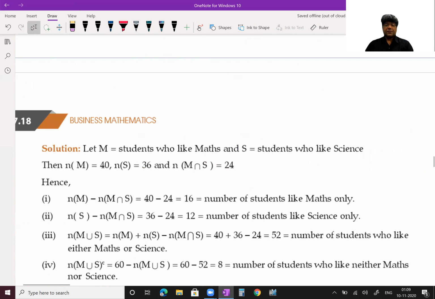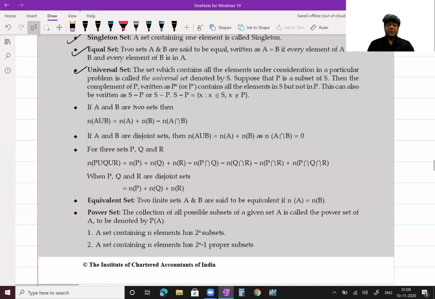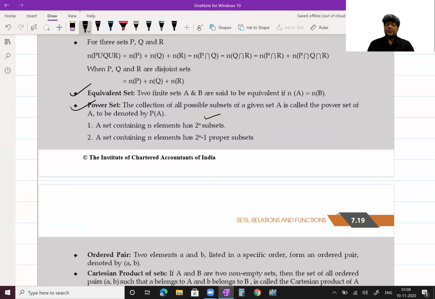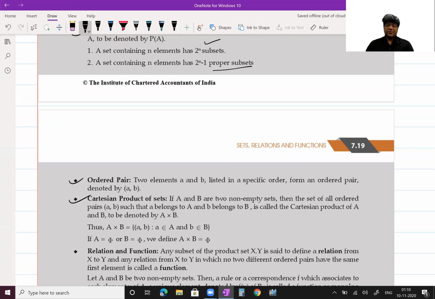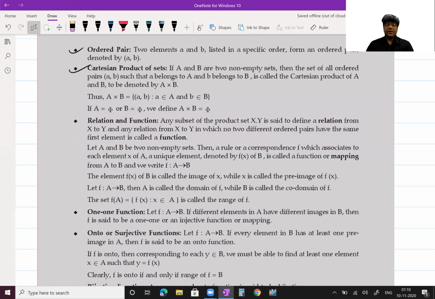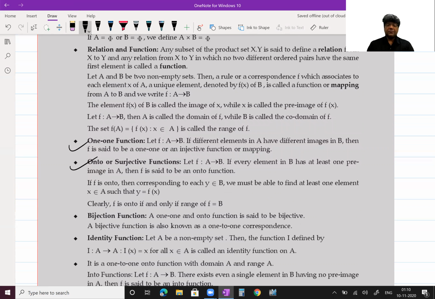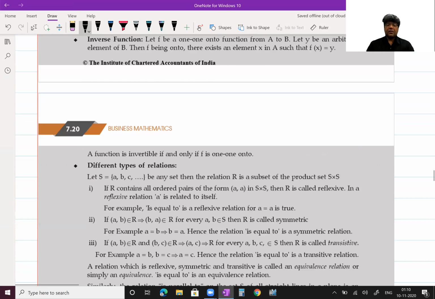Venn diagram based questions. Guys, this summary is important. Always for any chapter, you go to the summary, best and short revision. Singleton set, equal sets, universal set. Some examples also they have given: equivalent set, power set, number of subsets, proper subsets also given, Cartesian products of sets. All these definitions I have explained with the examples also. You have done one-one, onto, bijective function, different types of relation.